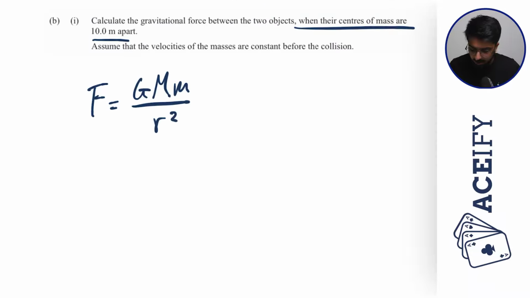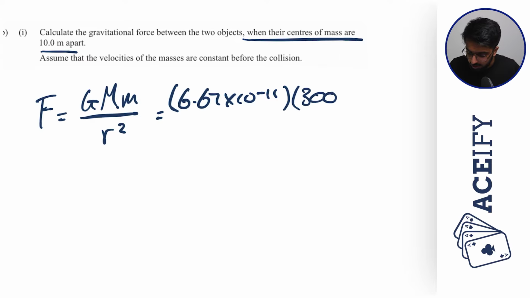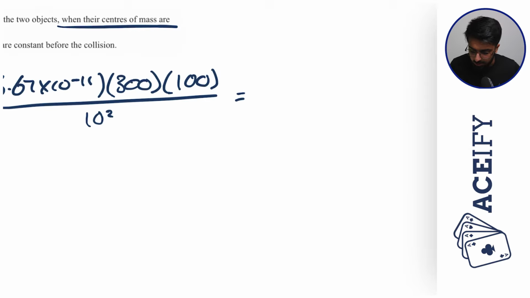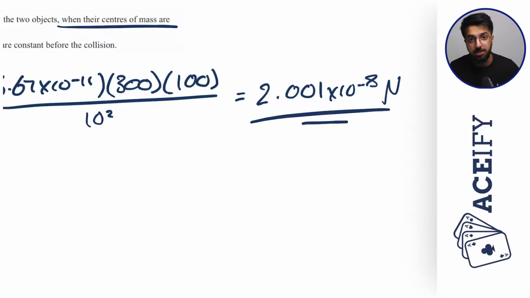And so therefore, our gravitational constant is 6.67 times 10 to the negative 11 times our big mass, which we know is 300 kg, times our little mass, which is 100 kg, all over our radius squared, which is 10 squared. And this gives us a force of 2.001 times 10 to the negative 8 newtons, okay? So a very, very small force.